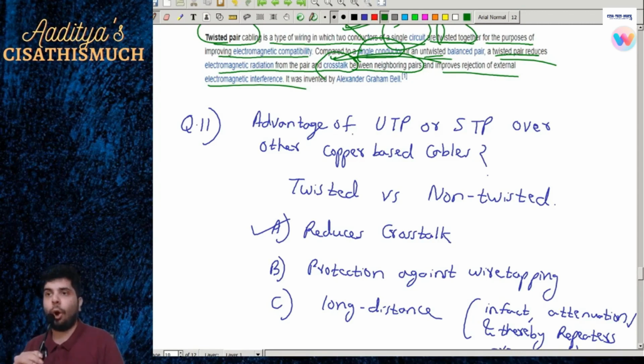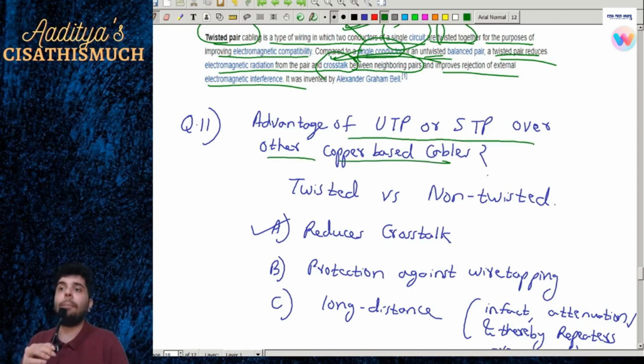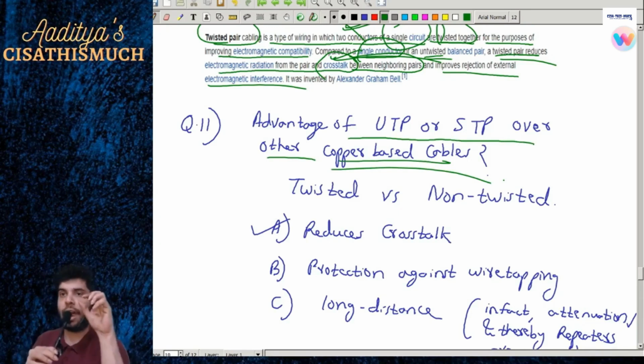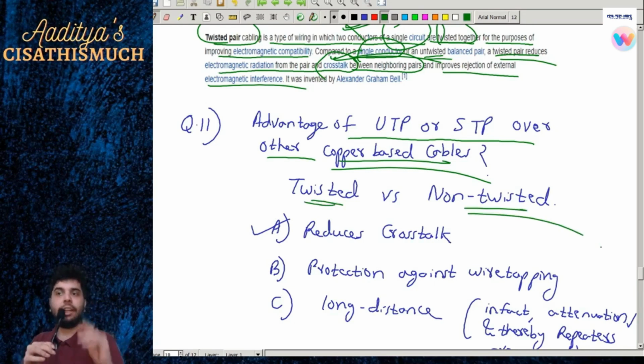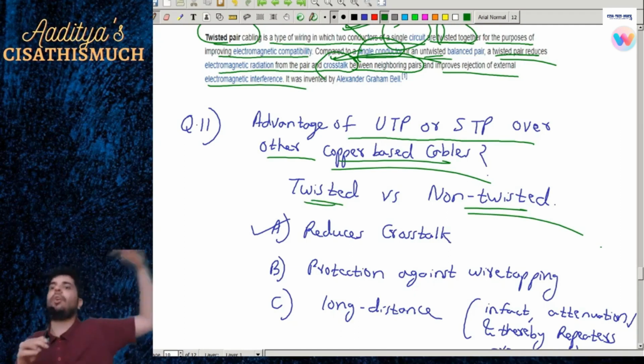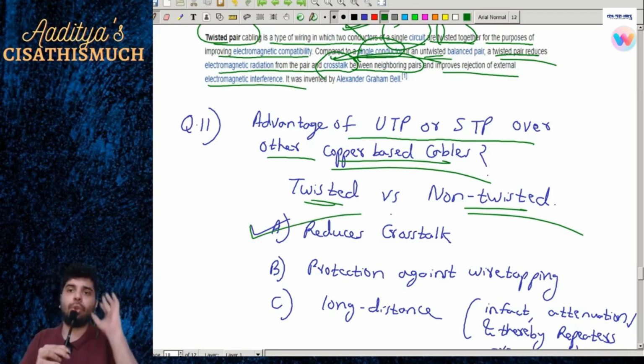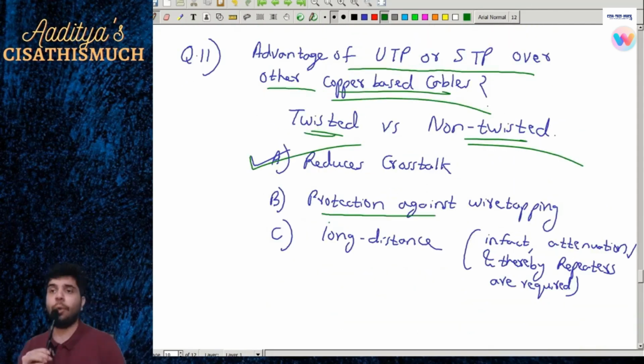Advantage of UTP or STP over other copper based cables is what? Basically, the question is trying to ask about twisted versus non-twisted. The answer is reduces crosstalk. The other options are protection against wiretapping. No, there is hardly any protection against wiretapping in case of the UTP or the STP. We will learn more about wiretapping in the next domain, domain number 5. But anyways, point number B is not the correct option.